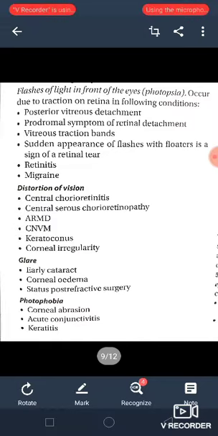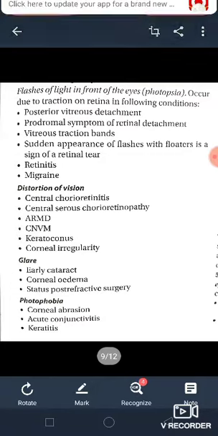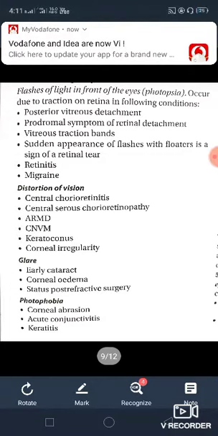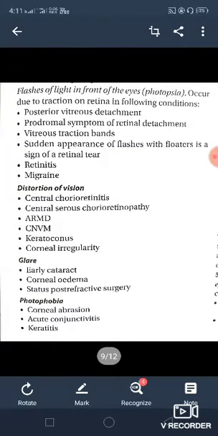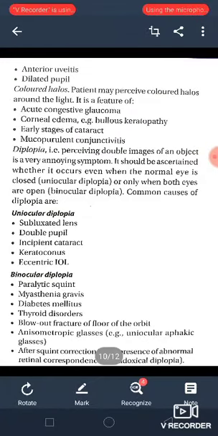The symptom of distortion of vision occurs in case of central chorioretinitis, central serous chorioretinopathy, ARMD, CNVM, keratoconus, corneal irregularity. The symptom of glare occurs in case of early cataract, corneal edema, status post-refractive surgery. Photophobia occurs in corneal abrasion, acute conjunctivitis, and keratitis, anterior uveitis, dilated pupil.